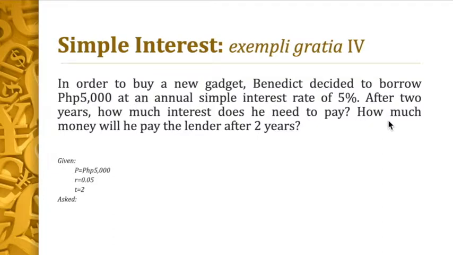So we have here a second question. How much money will he pay the lender after 2 years? Paying the lender the money is not really only the interest, right? Benedict borrowed this money, 5,000. This 5,000 will be increased by that interest. And of course, Benedict, after 2 years, will need to pay that back. How much will he need to pay back? Let's think of that in the solutions part. But for now, let's call that the F.